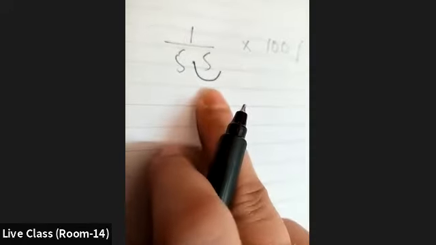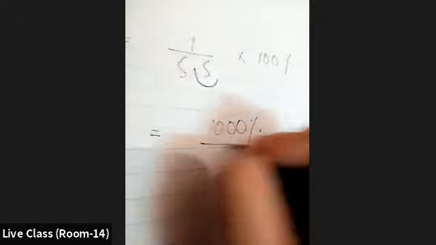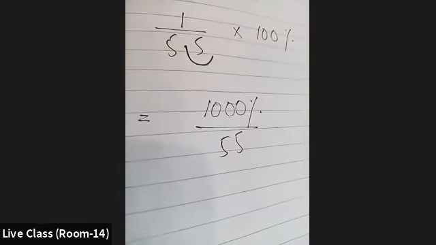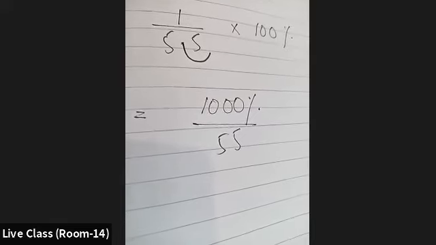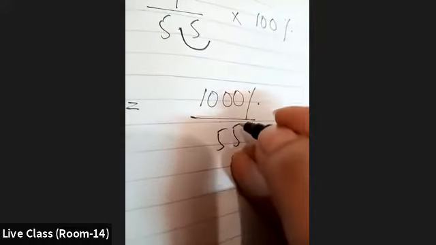Can I remove this point from here? Yes, we can. So 1000% divided by 55. Is that right, everyone? Now we can simplify this. How?